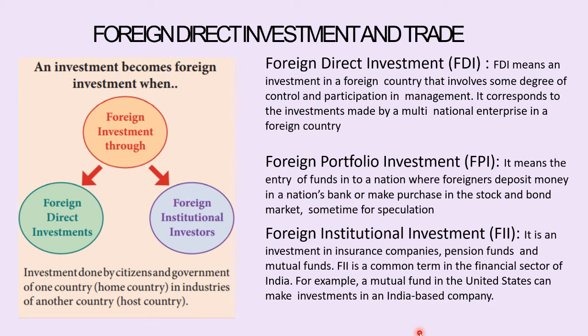And FDI is also not permitted in certain areas. It is not permitted in arms and ammunitions, that is, weapons which are used for war. It is not permitted in atomic energy, railways, coal and lignite, and mining of iron, manganese, chrome, gypsum. So the areas in which FDI is not permitted are arms and ammunitions, atomic energy, railways, coal and lignite. All this, please make a note of it in your textbook.